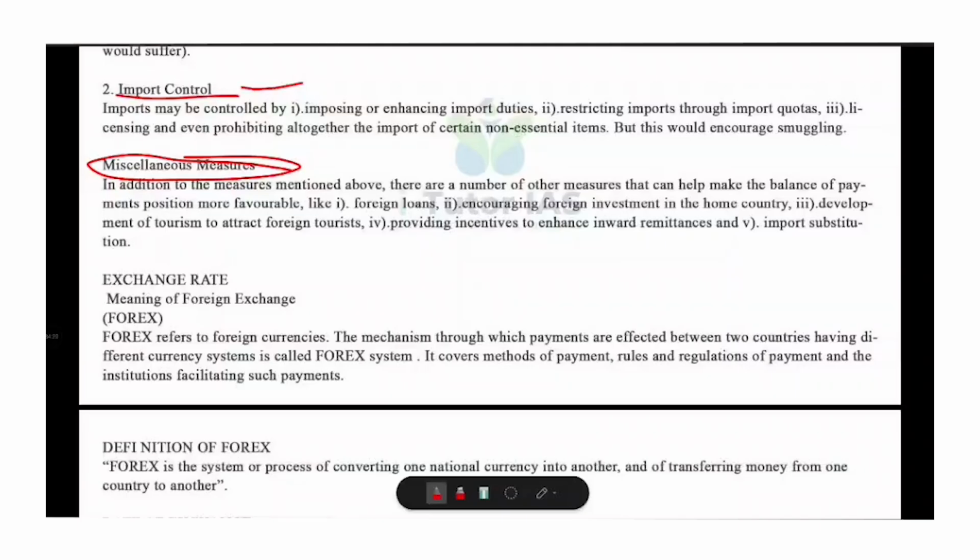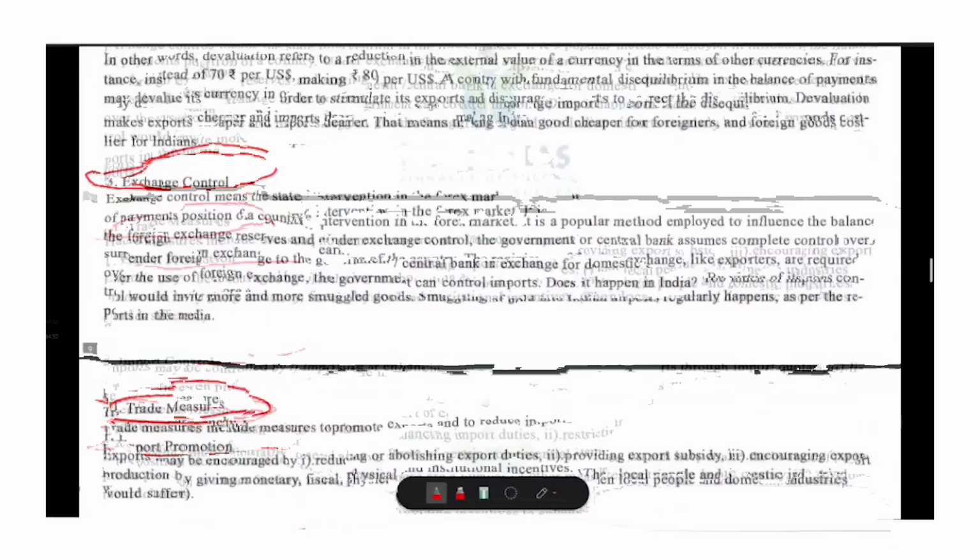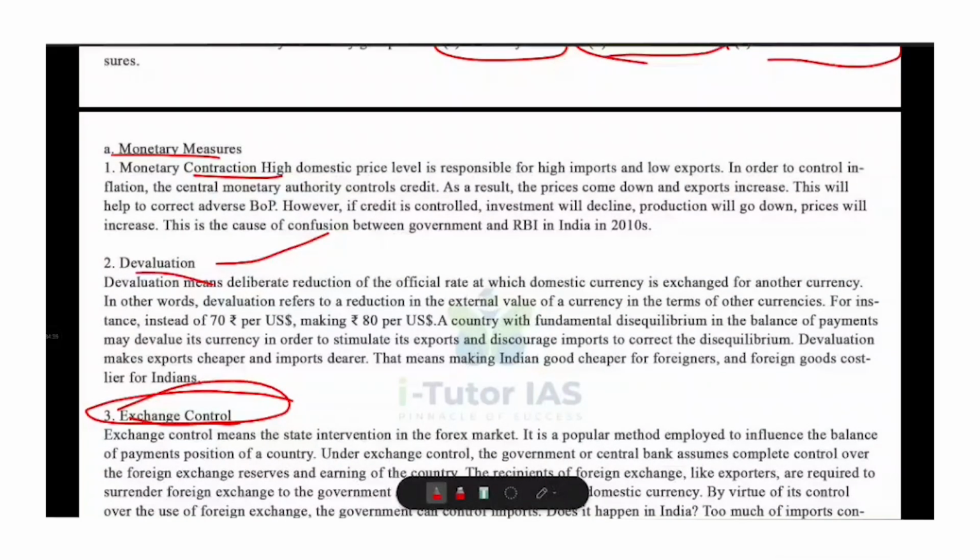Okay, so we have already talked about the monetary measures and why they are used. When domestic prices are high, imports increase and exports decrease, and controlling credit reduces money circulation, which lowers domestic prices. As for the effects on BOP, lower prices make exports cheaper, thereby boosting exports. Higher prices initially discourage imports, thereby reducing import expenditure. And overall, it helps correct an adverse BOP. Over-controlling credit can also reduce investment and production, potentially causing confusion and an unintended economic slowdown. This happened in India during the 2010s.